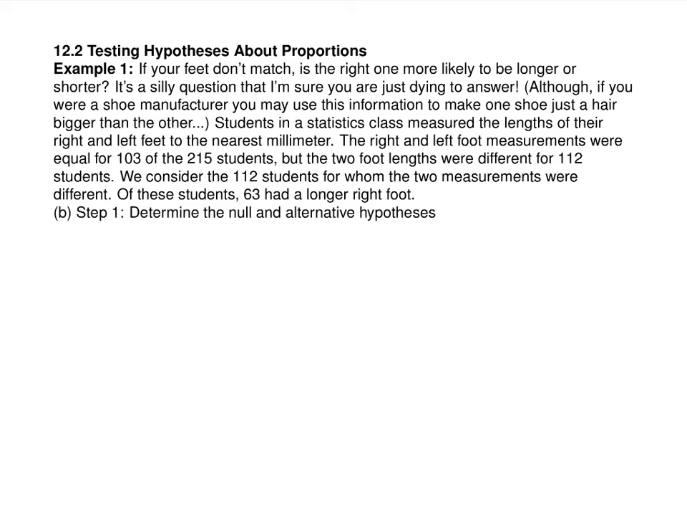Next, tell me the null and alternative hypotheses. Maybe the hypothesis is that the right foot is bigger, but I don't think there's anything in this one that says that's necessarily the case. So we're going to say that H naught is that the proportion whose right foot is longer is exactly 1/2. So half the people have the longer right foot, half have the longer left foot. And HA, no direction specified, the proportion is not 1/2.